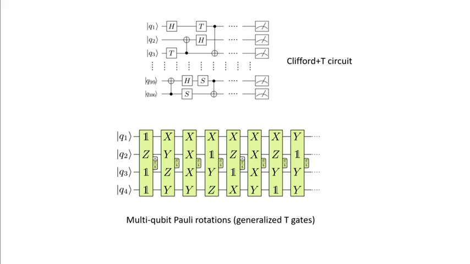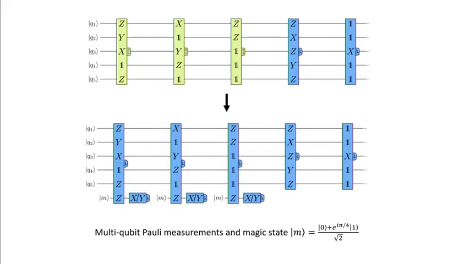Before we look at the active volume architecture, let me briefly review how a baseline architecture works, in which we execute operations sequentially. So, the types of architectures that do not require long-range connections. The very quick summary is that any Clifford plus T circuit, any quantum computation, can be converted into a sequence of multi-qubit Pauli measurements and multi-qubit pi/8 rotations, basically a long sequence of generalized T-gates. By applying a circuit identity, every one of these generalized T-gates is replaced by the preparation of a magic state and a multi-qubit Pauli measurement.